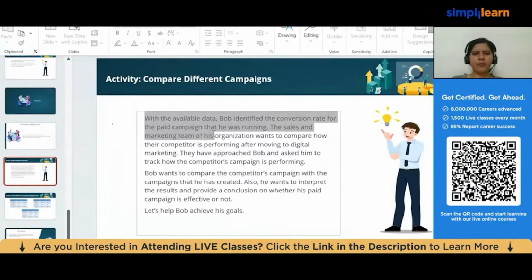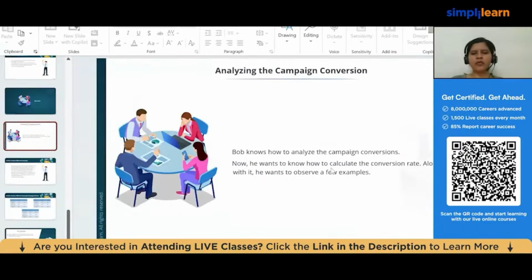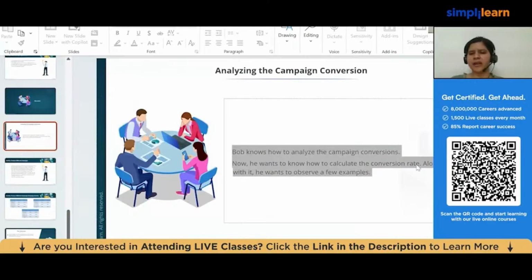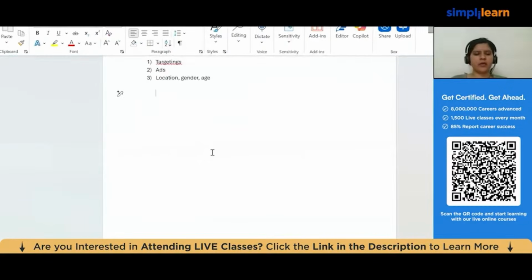With the available data, Bob identified the conversion rate for the paid campaign. Now, see, guys, this is more based on formula. I have told you how to calculate the conversion rate, right? If you go back to my first lecture where we have done this, the formula to calculate your conversion rate was: you take your conversions divided by your clicks or impressions, depending on what is given in your data, and you multiply it by 100.